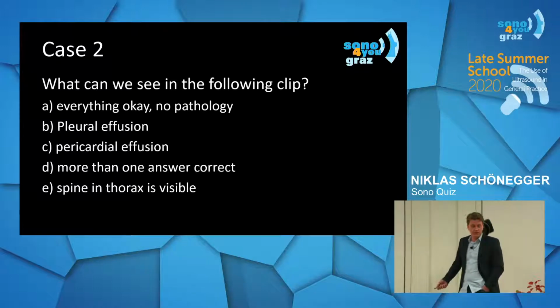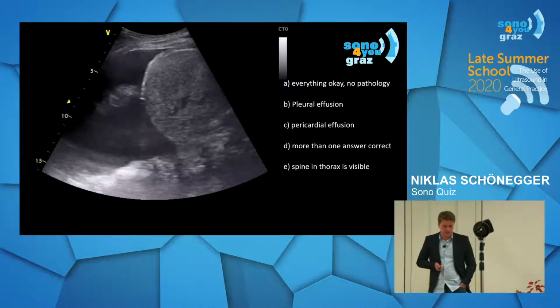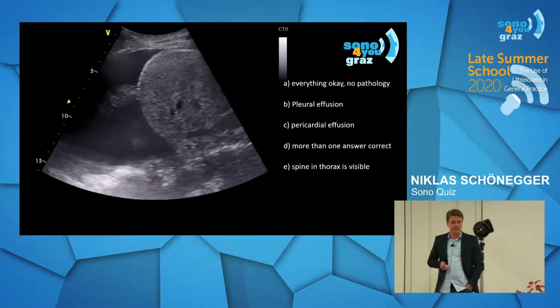Is everything okay? The patient exaggerates, there is no pathology. Does the patient have maybe a pleural effusion? Pericardial effusion? Is more than one answer correct? Or do you see the spine inside the thorax on this image? So please raise your hand if you think everything is okay.